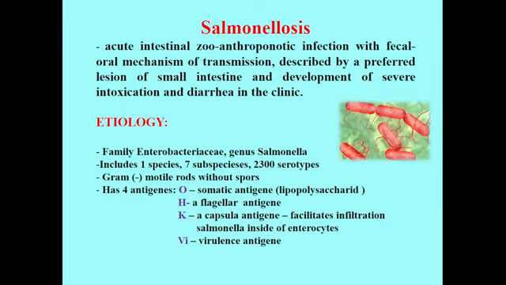Etiology: family Enterobacteriaceae, genus Salmonella, includes 1 species, 7 subspecies, and 2,300 serotypes. Gram-negative motile rods without spores, has 4 antigens: O, somatic antigen, lipopolysaccharide; H, flagellar antigen; K, capsular antigen, facilitates infiltration of salmonella inside of enterocytes; V, virulence antigen.